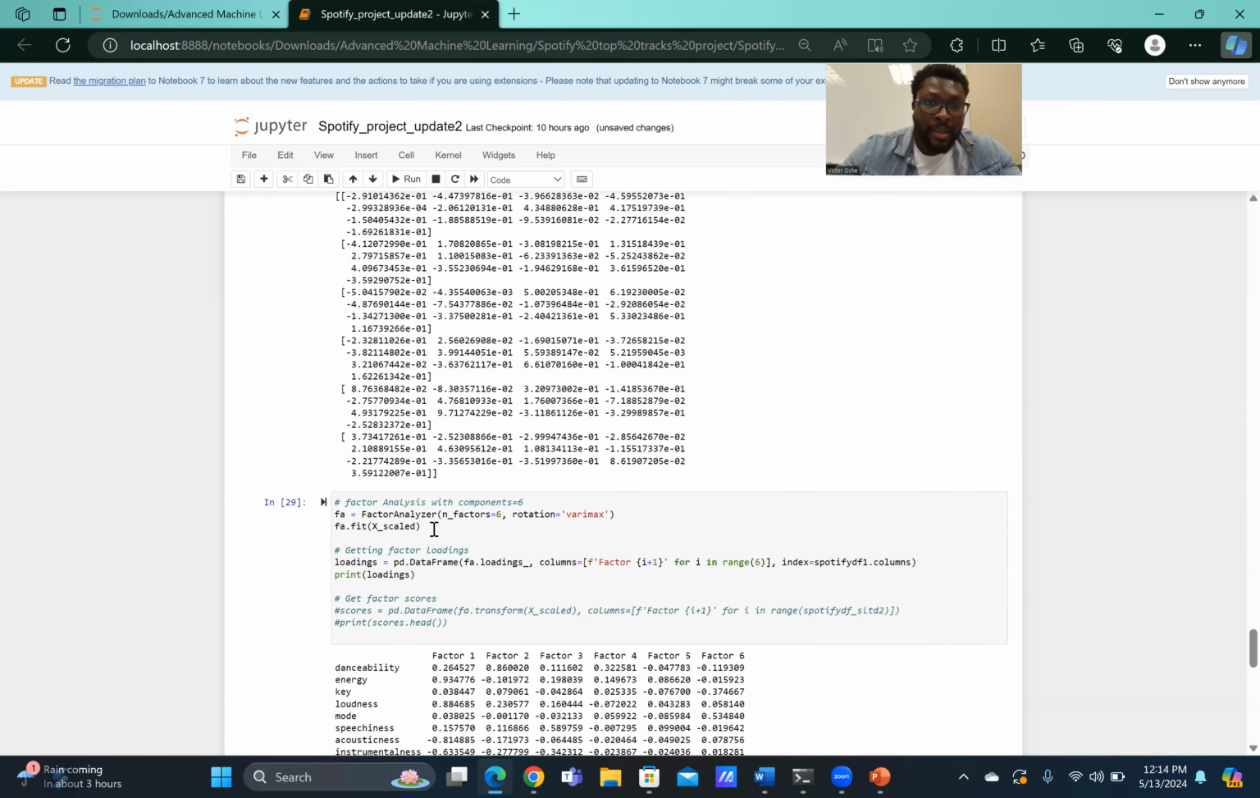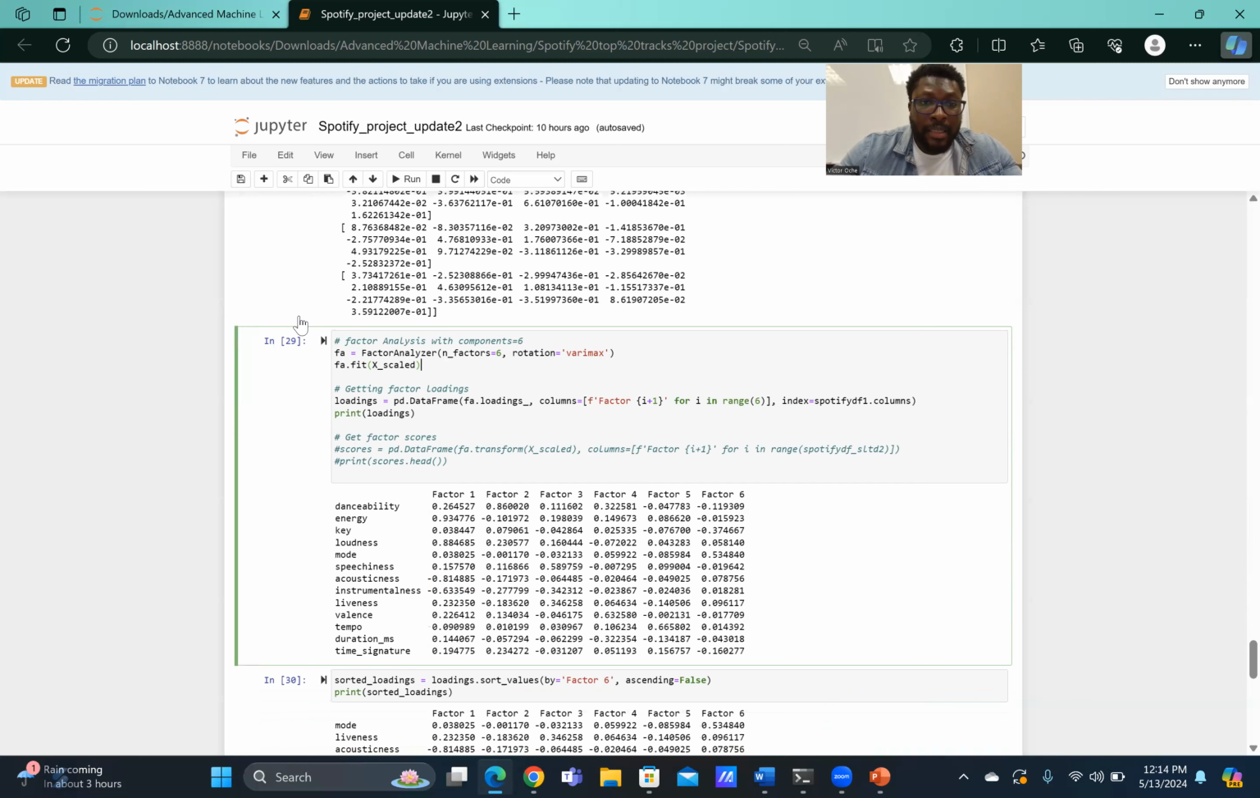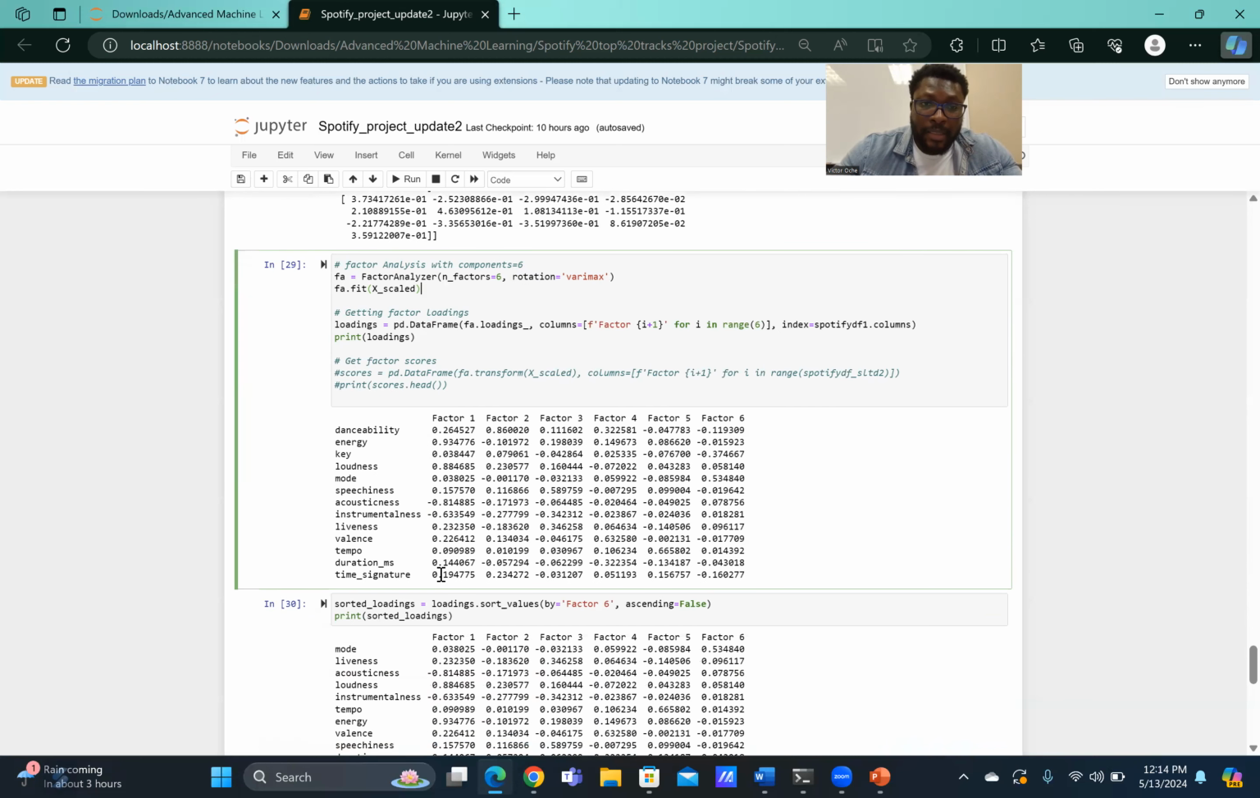So I pick FA, factor analyzer, with the number of components, and I do the rotation. This is the rotation I talked about that helps us explain the loadings easily. So I pick 6 and fit it, and then I get the loadings. Now these are the loadings. You see, these are the loadings of the original dataset.